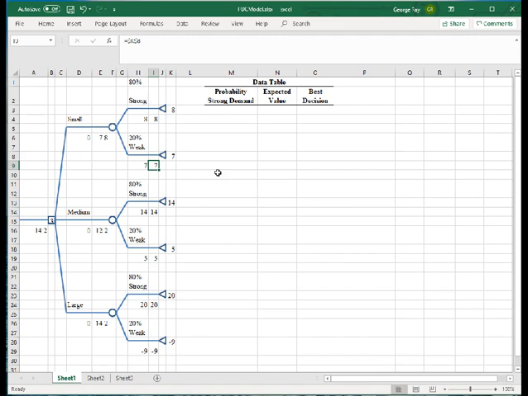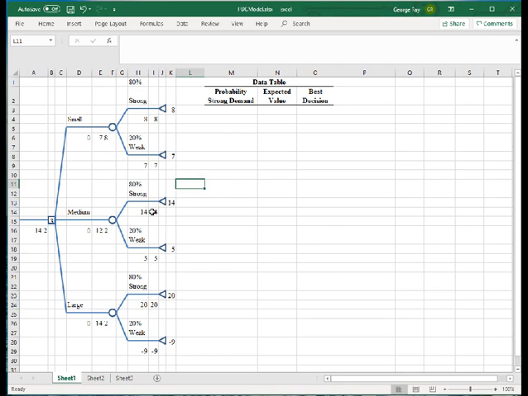And so when we add these two together, we get the weighted average for a small project, or the expected value of the small project. That's 6.4 plus 1.4, and that's 7.8. And we do that for each one of the three decision branches.